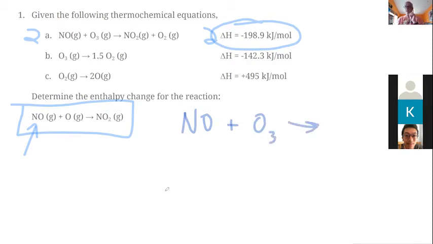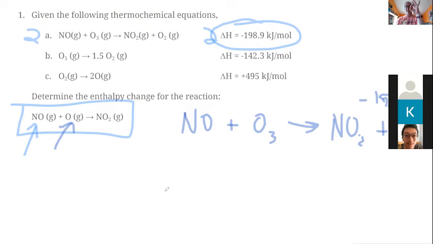Although, if there's gases and liquids in there, be careful for that, because it takes energy to change something from a liquid to a gas. And if energy is involved in that change, you've got to consider it. So that may come up in other reactions. And so the energy involved in that reaction is minus 198.9.